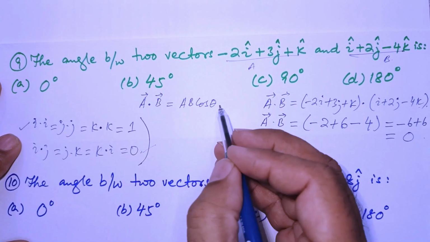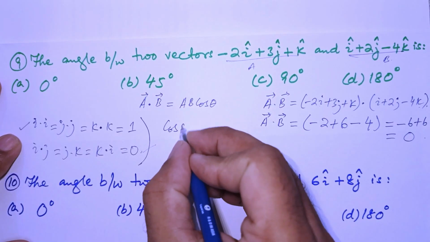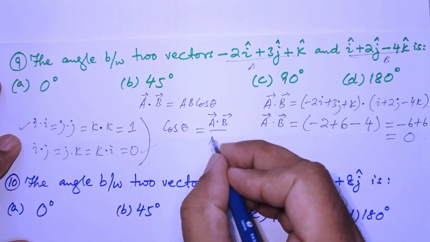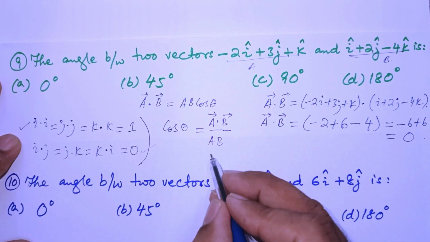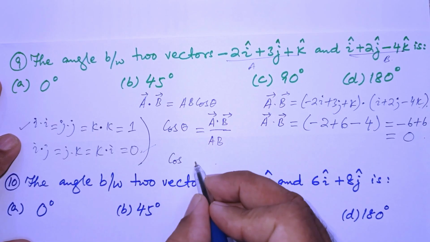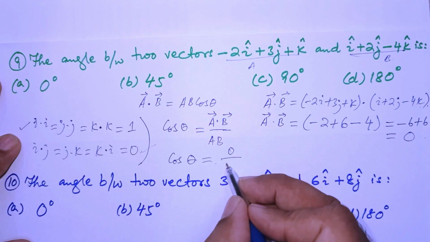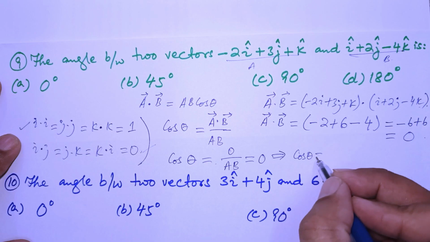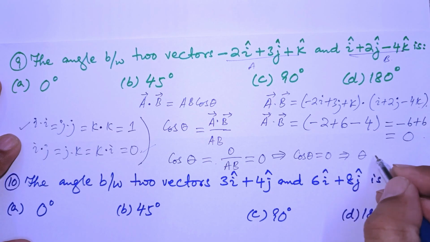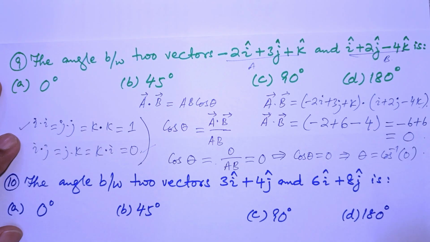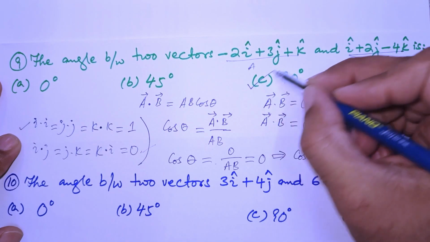What do we have to find out? We have to find out cos theta. So cos theta is A vector dot B vector divided by AB. Now this AB is what? This is the magnitude of A and B, but we don't need it. Why? Because A dot B becomes 0. So this will be written like this. Result will be 0. Means what? Cos theta equals 0. So theta equals cos inverse of 0. Cos becomes 0 when it is 90 degree. So the result is this one.